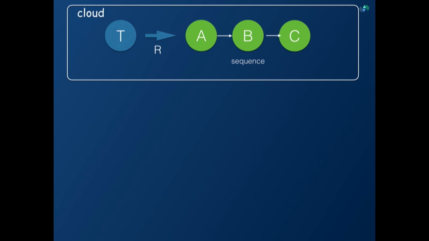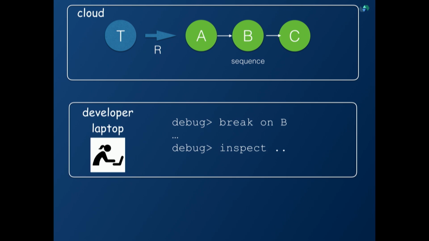So suppose I have a trigger running in the cloud. It's invoking an action. In this case, my action is a sequence, so it's going to call A to B to C. So if I'm a developer, ideally, what I'd like to do is debug this. I'd like to just go into my debugger and set a breakpoint on B, and then get notified when B runs, drop into a debugging session, and then inspect it.